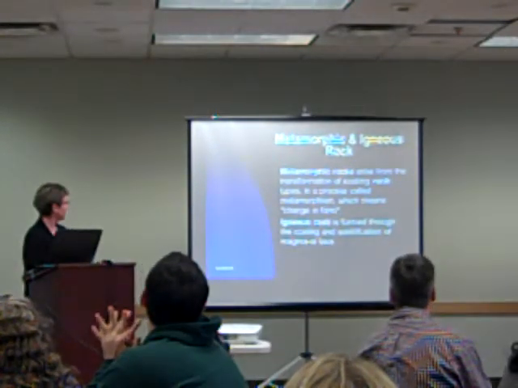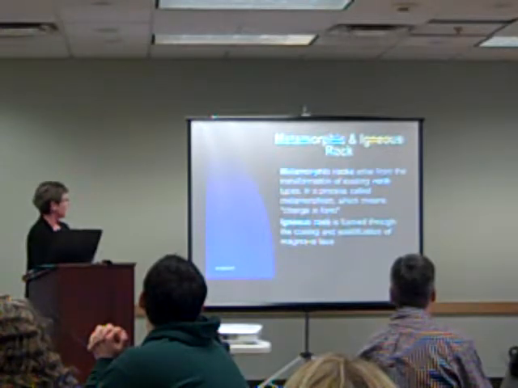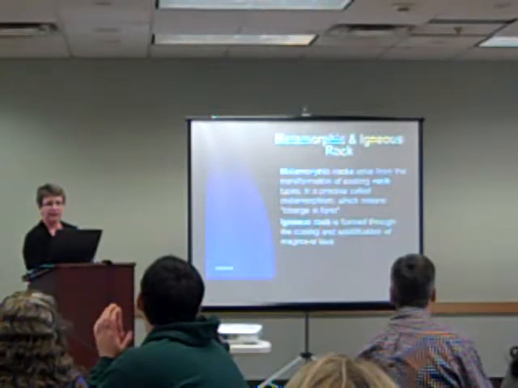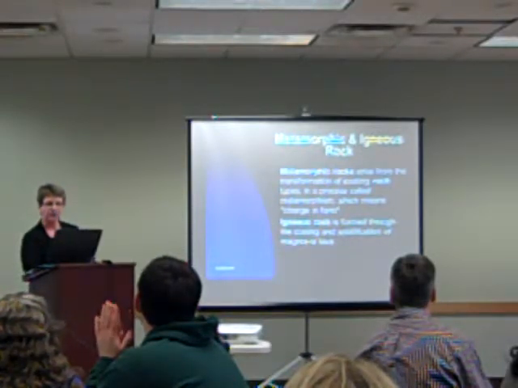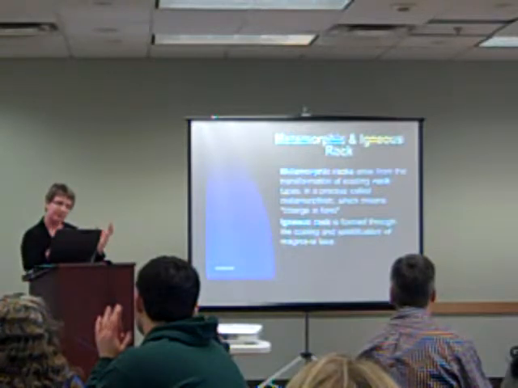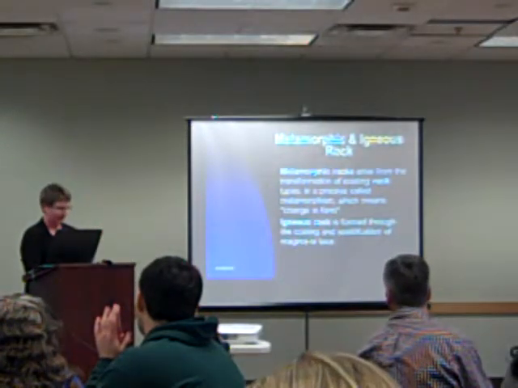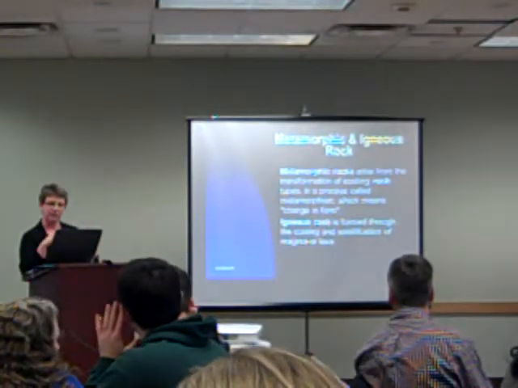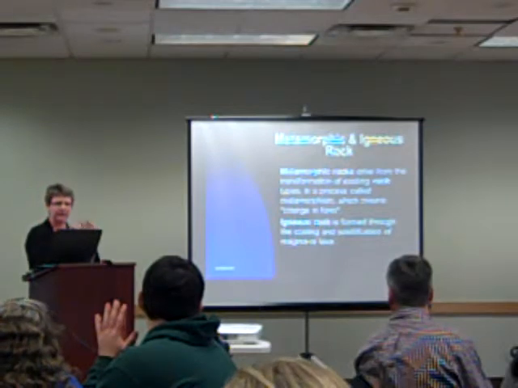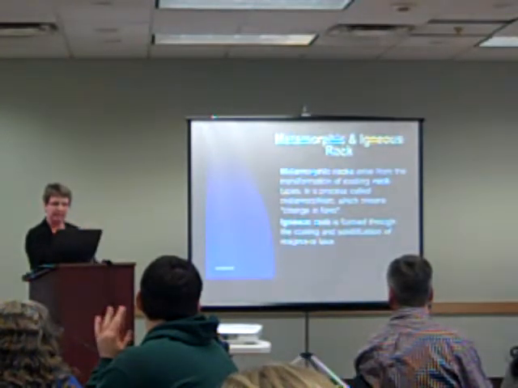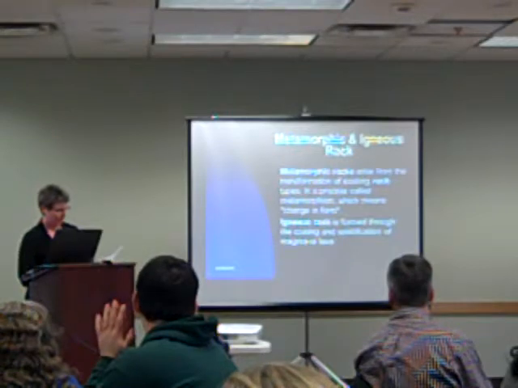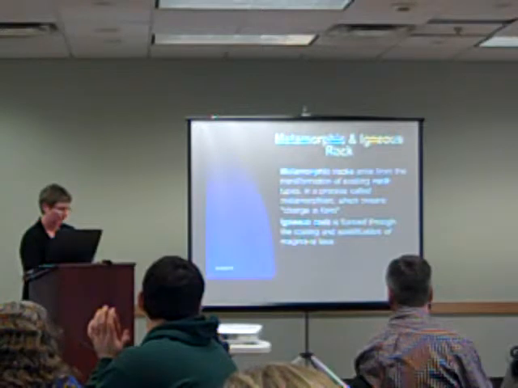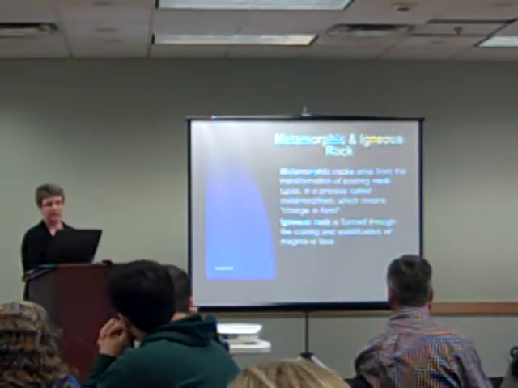Then you have the metamorphic and igneous rock. Metamorphic rocks arise from the transformation of existing rock. They change in form, which is metamorphism. And igneous rocks are formed through cooling and solidification. Everybody knows what lava is, and that's where it forms and then makes a solid rock. Once again, metamorphic rock would be like granite, and igneous would be like the gneiss and schist rock.